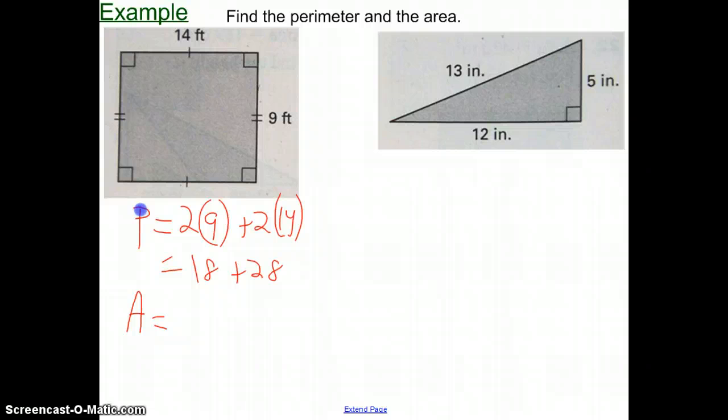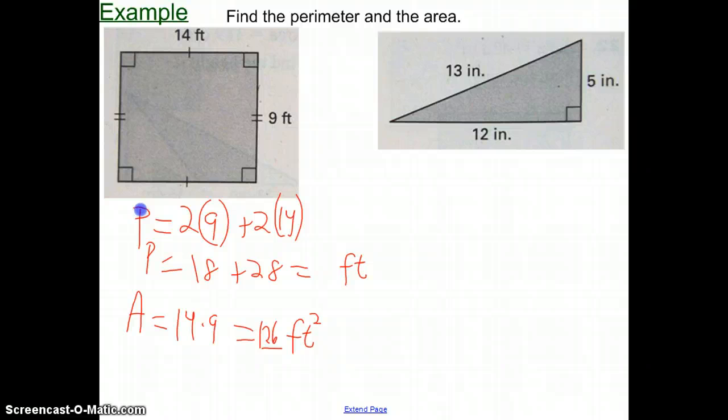Area, if it's a rectangle, is length times width. So we're looking at 14 times 9. These units here are in feet. So when we talk about perimeter, the answer is a certain number of feet. When we talk about area, it was feet times feet, which is feet squared. Whatever 14 times 9 is, 126, I believe. If I'm wrong, it's okay, but feet squared, that's the idea here.